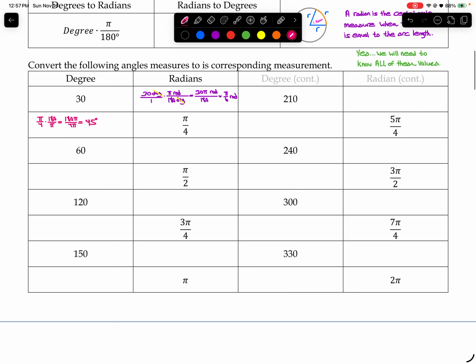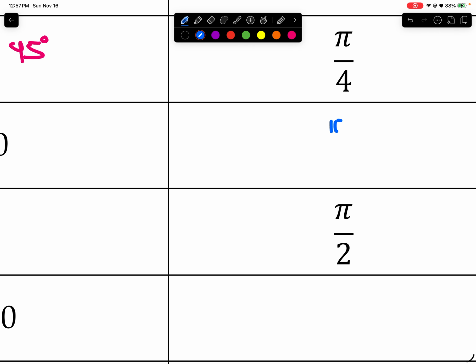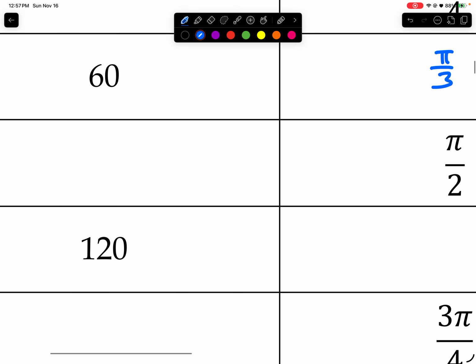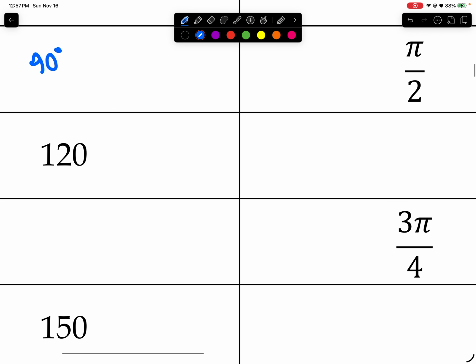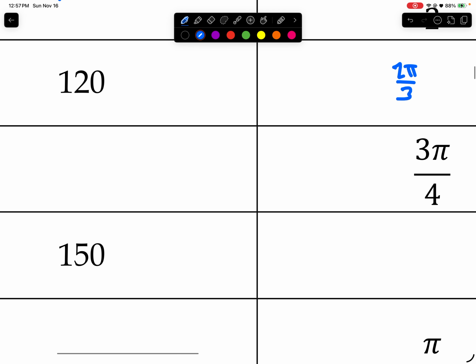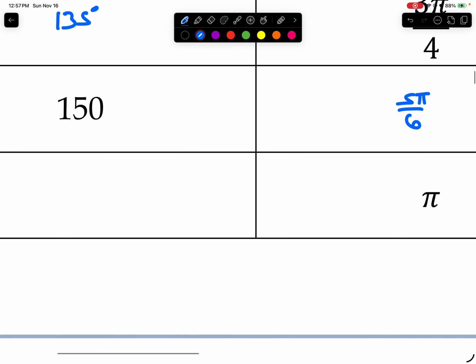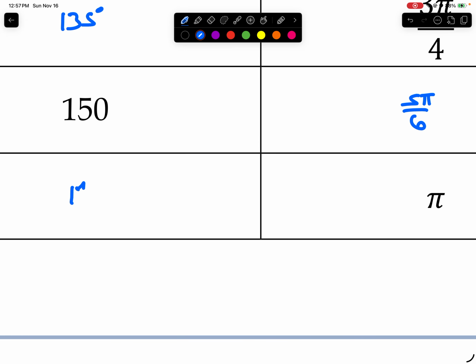Okay, so I would say pause here, take some time, fill out the rest of this table, and then I'm going to speed run this, or hopefully speed run it. So 60 degrees when you do your conversion, this is going to be pi over 3. Pi over 2 is going to be the same as 90 degrees. 120 degrees is going to be the same as 2 pi over 3. 3 pi over 4 is going to be the same as 135 degrees. 150 degrees is going to be the same as 5 pi over 6. And then pi radians is the same as 180 degrees, as we talked about earlier.